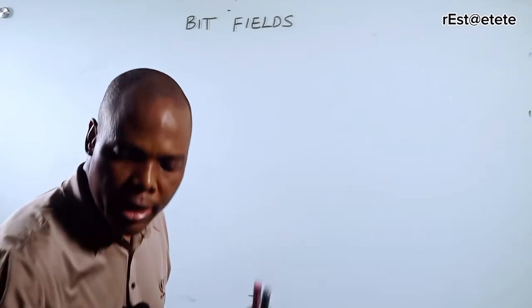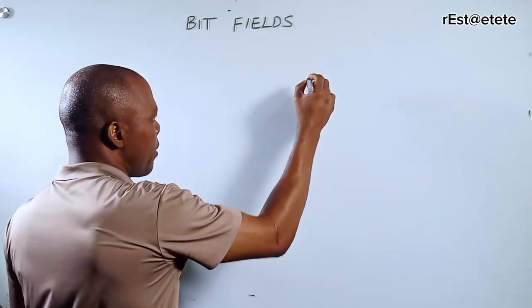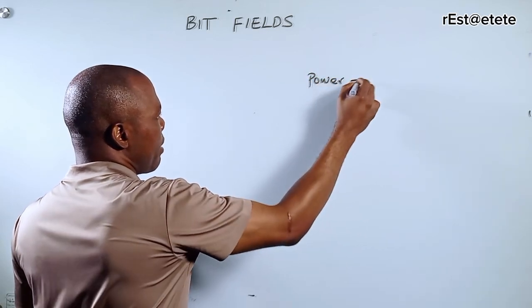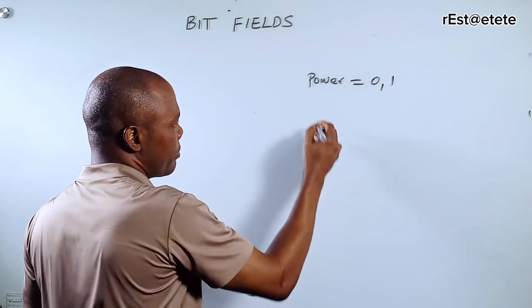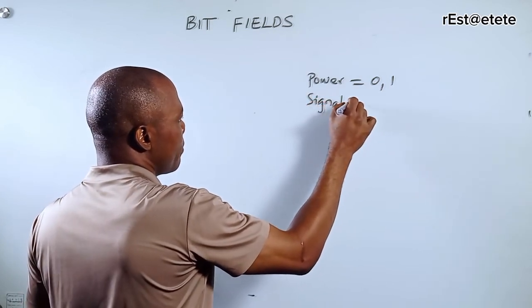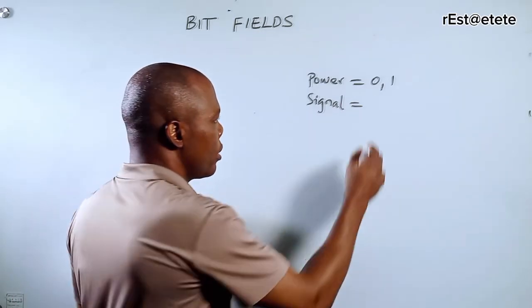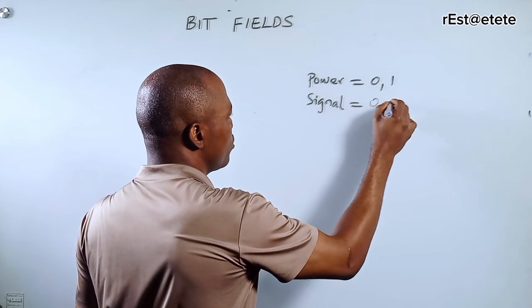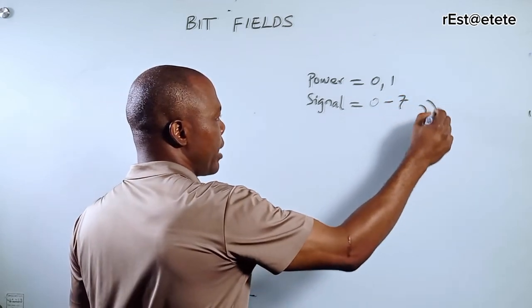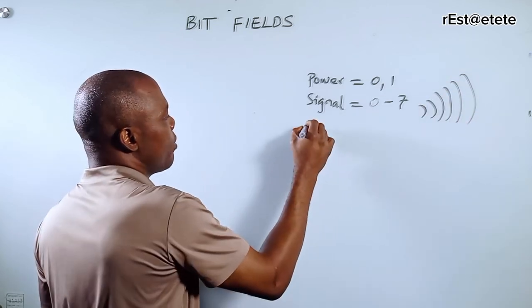Now, I told you I'm going to write a program for a sensor. So I want my sensor to give me power. Power will be either 0 or 1. And I want it to give me signal, just like the bars on the wireless on your phone. So I want it to give me maybe 0 to 7 bars. It will be something like this, right? I want that. Then I want the mode.